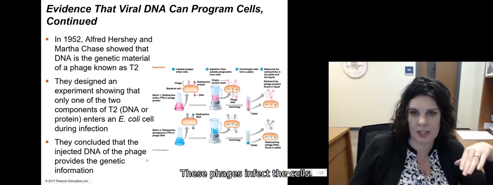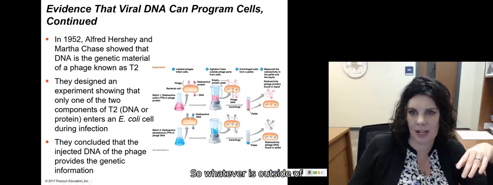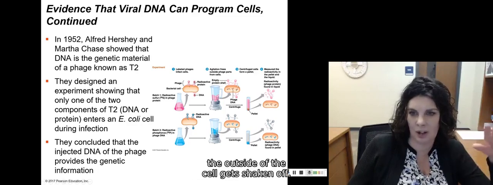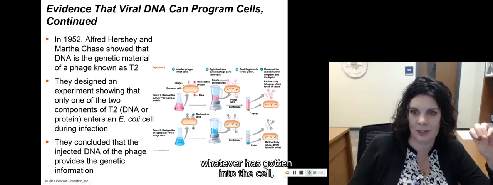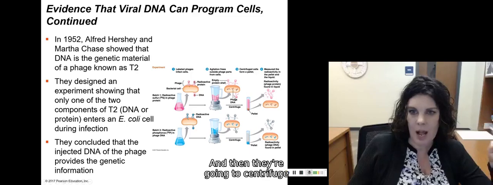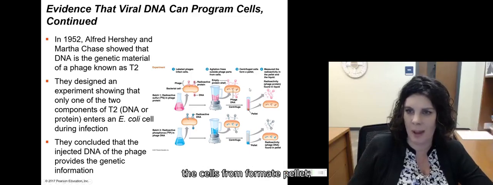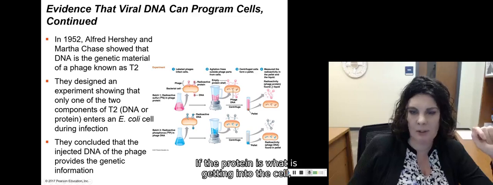So they labeled the phages. These phages infect the cells. And then they shake off the extra parts. Whatever is outside of the cell gets shaken off, so you're only left with the bacterial cell and whatever has gotten into the cell. All these little pieces outside come off. And then they centrifuge the cells, form a pellet, and then measure radioactivity.